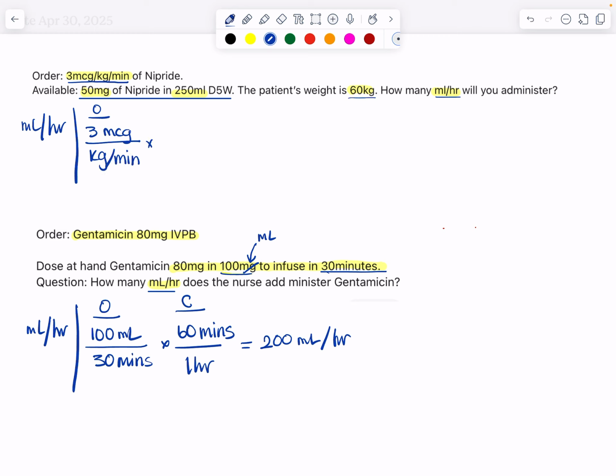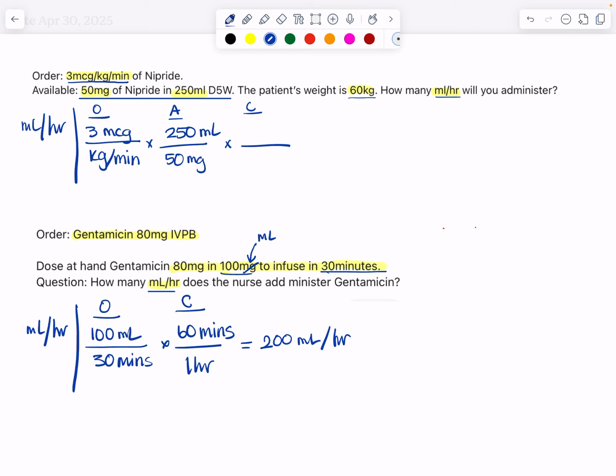That's the order. Now, what do we have available? We have 50 milligrams of Nipride in 250 mLs. So milligrams is going to go on the bottom because micrograms was on the top. And that puts 250 mLs on the top. Now, we do need a conversion because micrograms and milligrams are not the same. So let's do that conversion.